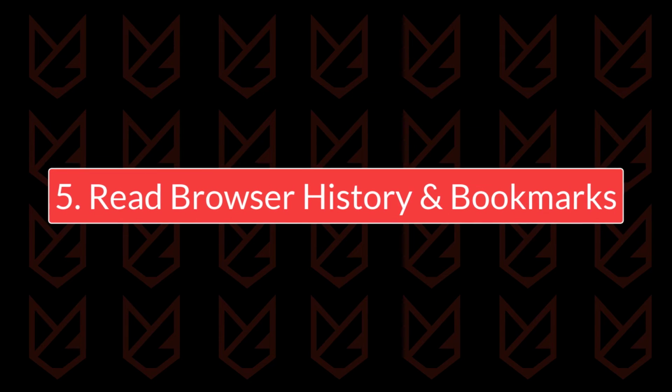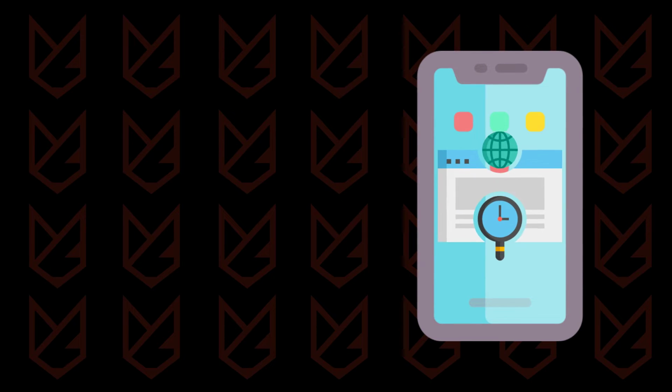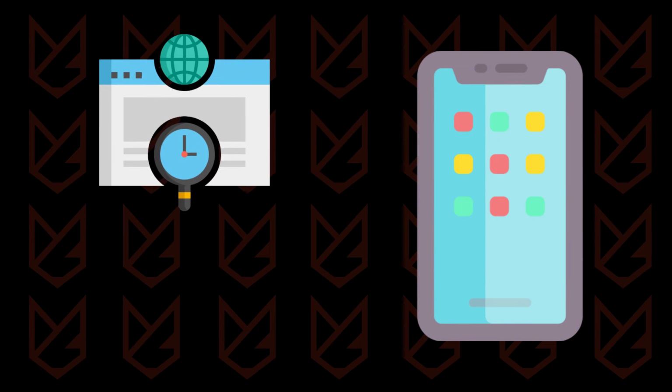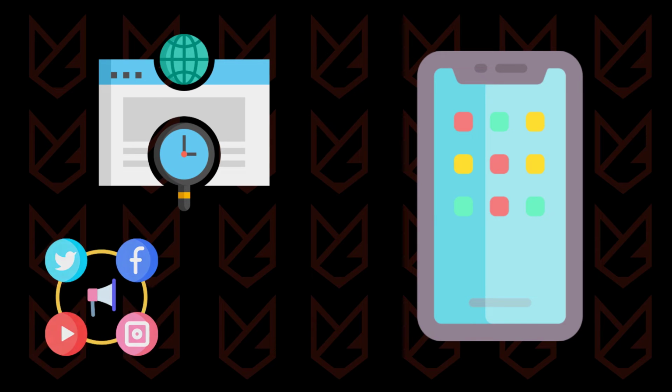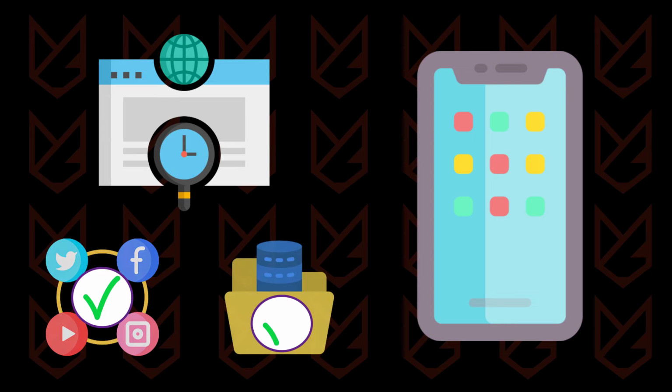Read browser history and bookmarks. This one explains itself. Any app can track browsing habits using this permission. While there are legitimate uses of this permission, like social apps or applications that sync or back up your data, still, take caution when enabling it.